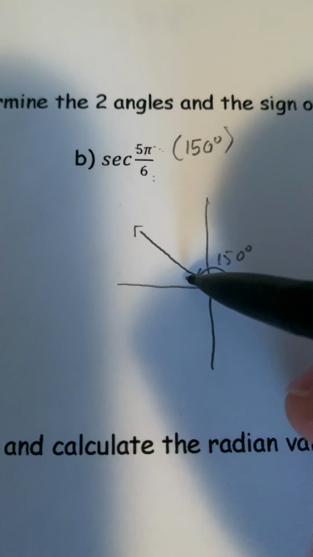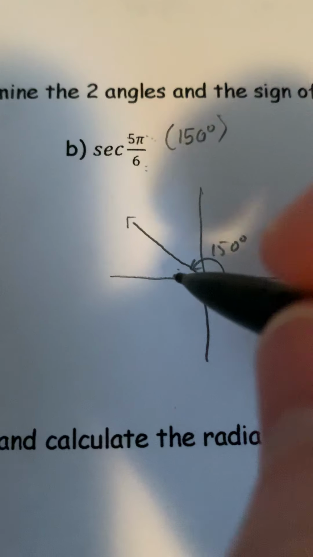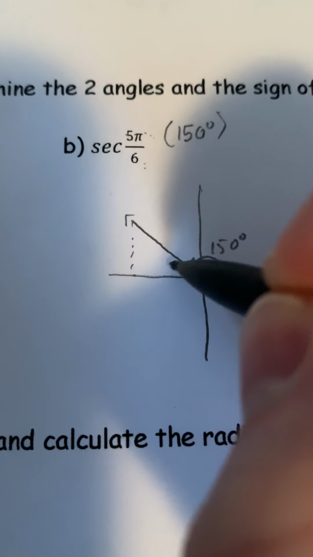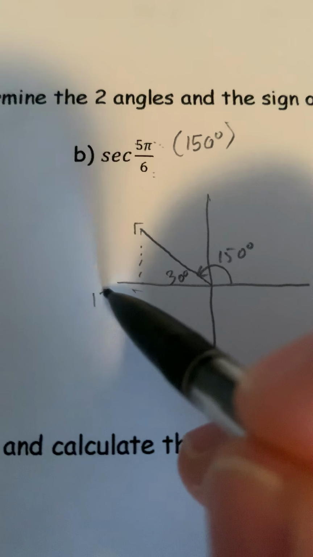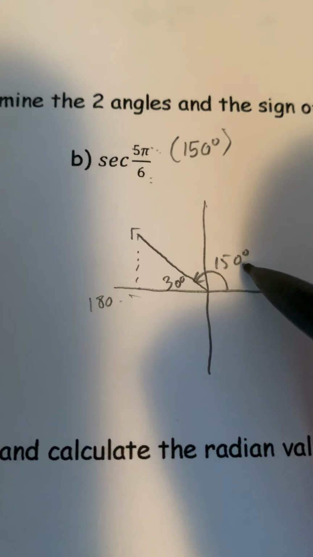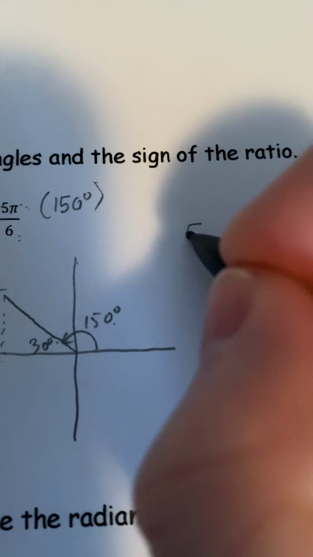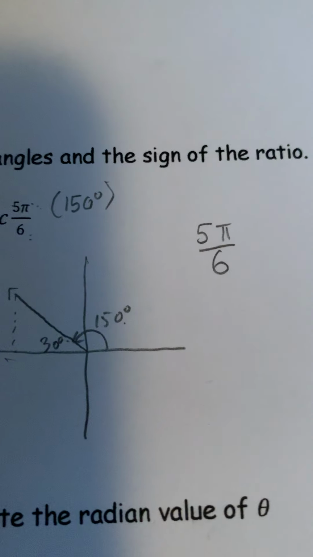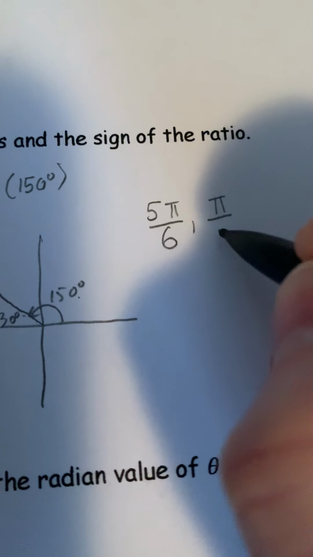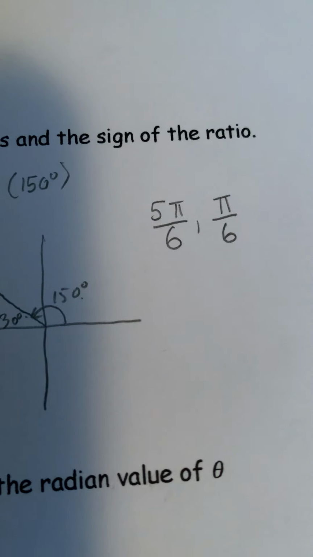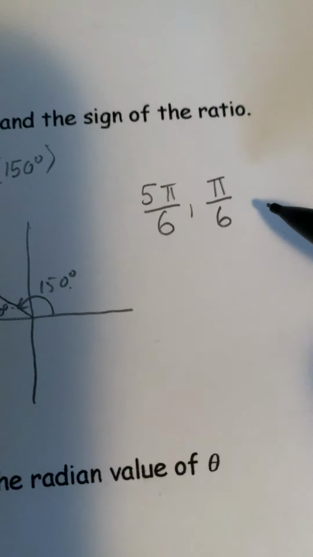Okay, so we have to find the related acute angle, which is your beta. So this angle here would be 30 degrees, because up to here, this is 180. So 180 minus the 150 gives you 30 degrees. Okay, so our two angles are the 150 degrees. Then we have our 30 degrees, which is pi over 6. Just convert this, times by pi over 180 and reduce, you get pi over 6.